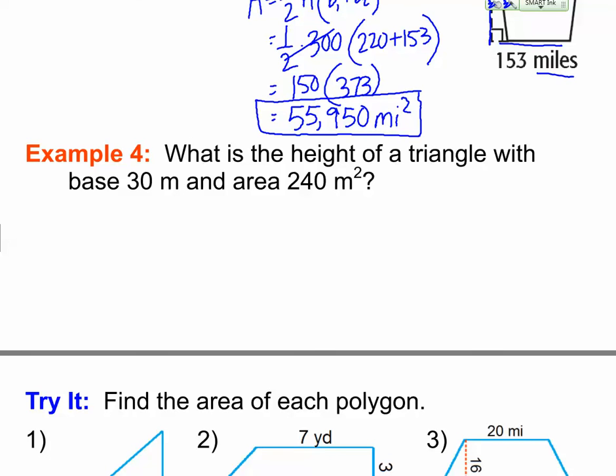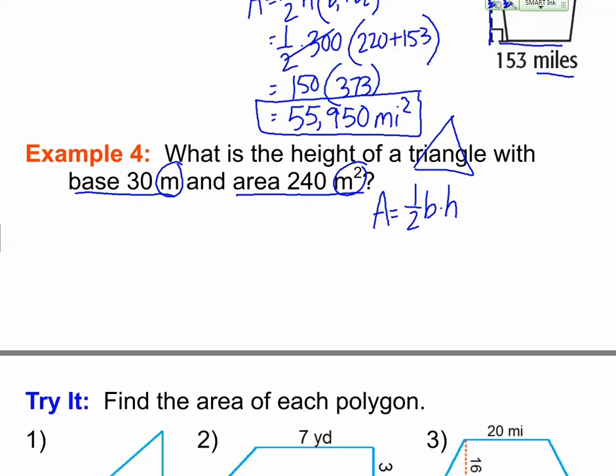What is the height of a triangle with a base of 30 meters and an area of 240 square meters? Now, a couple things I want to point out to you, Panthers. A base is a one-dimensional measurement. That's why we have no exponent on our units. Whereas we're talking about area, we always square our units. So all we need to do here is realize we're talking about a triangle. So let's write our formula. Area equals half of the base times the height.